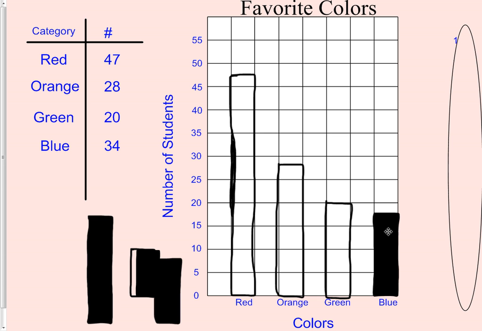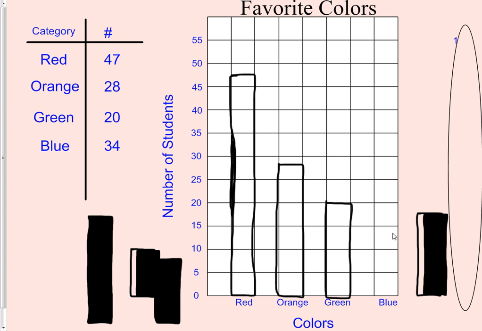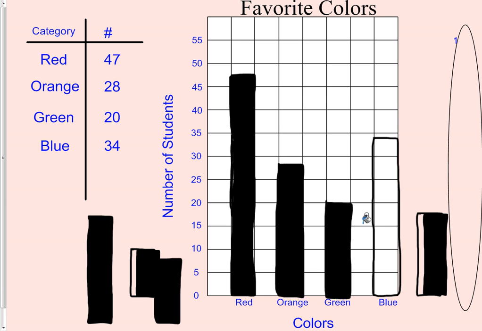And then finally, my blue, which is 34. 34 is going to be almost touching 35. Just getting pretty close. So notice I don't have to have the exact number on my scale. I can get pretty close to it. And then the last thing I need to make sure I do is fill in my rectangles. So now I have all of my bars nicely drawn in. Fill in that little space here.